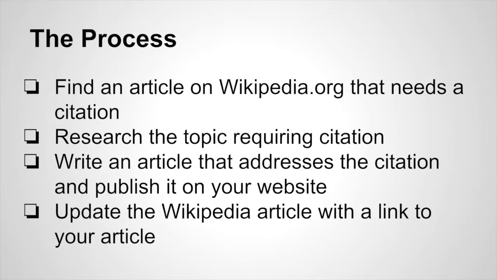Here's an overview of the process of getting a link from Wikipedia. First of all, you need to find an article on Wikipedia that needs a citation. The article that you find should be related to your website and the products that you sell. Next, you're going to research a topic that requires a citation. You'll find out enough information so that you can then write an article that addresses whatever the citation is lacking. And you'll publish that article on your website. You'll then go in and update the Wikipedia entry and you'll include a link to the article that you have on your website. This is going to make it so that Wikipedia essentially gives a vote of confidence and trust to your website, which establishes your website as more of an authority.